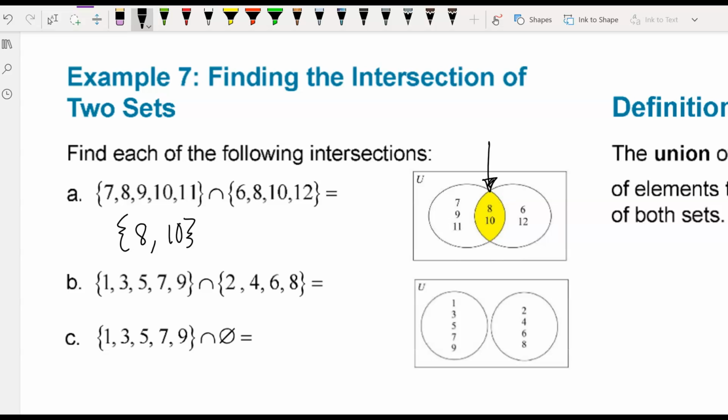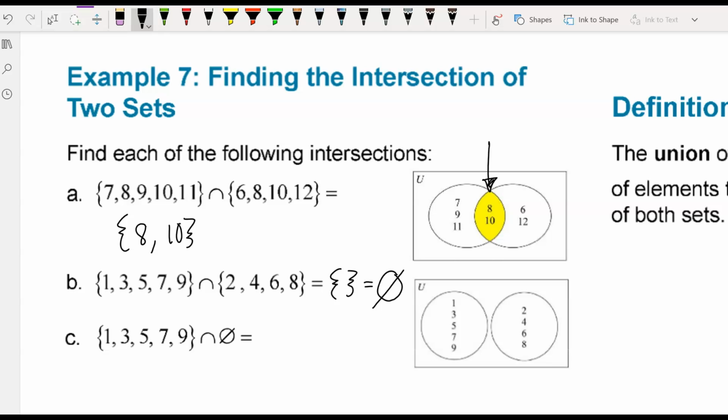All right, now we want to look at the numbers 1, 3, 4, 5, 7, 9, and 2, 4, 6, 8. Notice they don't have anything in the middle. They don't share anything together. So when that happens, it's going to be an empty set. So either your empty braces or the circle with a line through it. So your empty set.